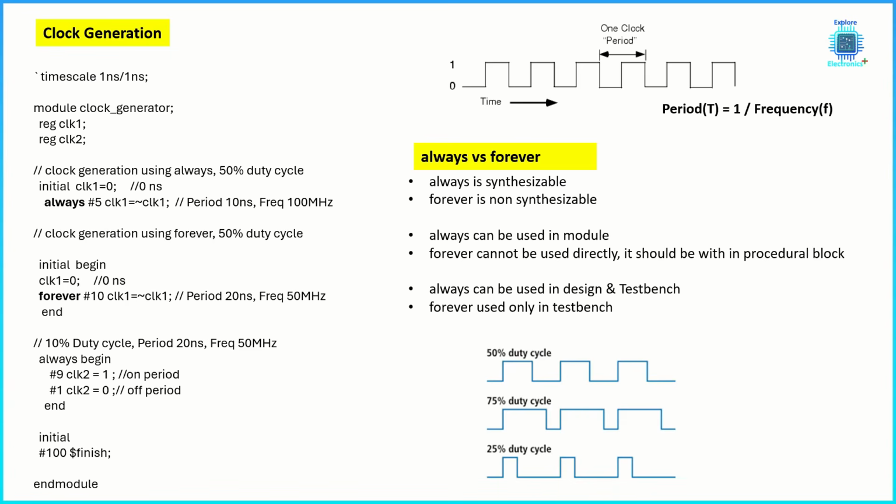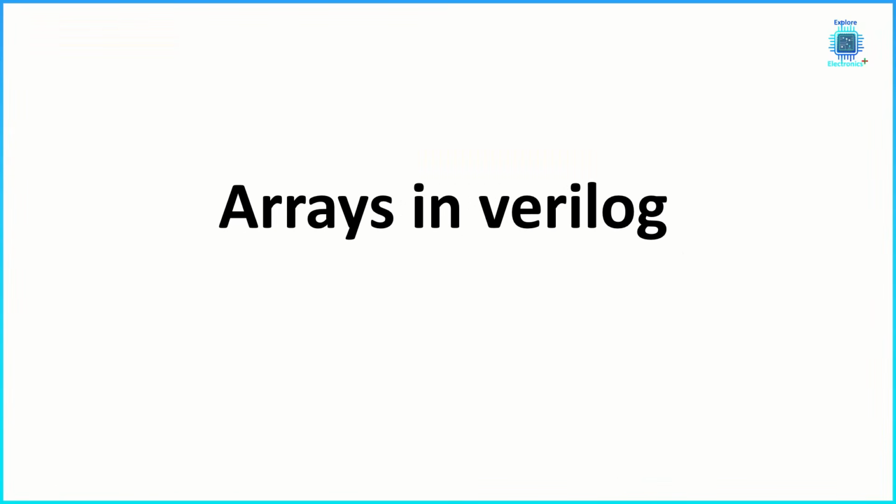And also we can generate the clock using forever, you can see here, right? Forever and always do the same functionality, but the difference between forever and always is that forever can be used within initial, begin, end block, but always cannot be used inside initial. Always is separate, initial block is separate, but if you use forever to generate the clock, it should be inside always begin end. Then the next thing is arrays in Verilog.